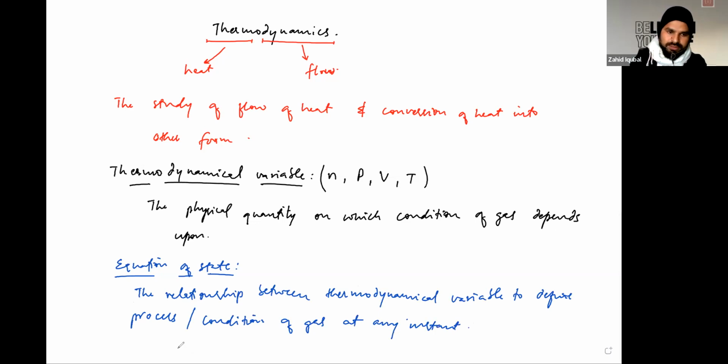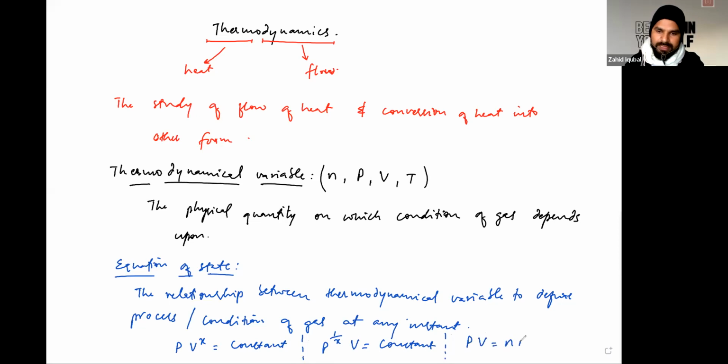So in general, PV to the power x equals constant, which may be written as P raised to 1 over x, V equals constant, or in terms of ideal gas, it may be written as PV equals nRT. Any doubt related to this part? No, sir. Okay, just write it down till this.